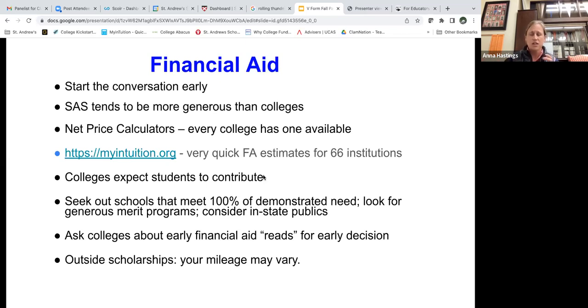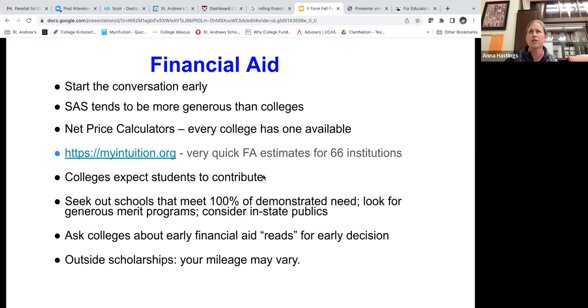So there are different ways that the schools are going to expect students, again, to contribute to their cost of education. And that's an important conversation to have with your particular student in terms of what your expectations might be in terms of their contributions.